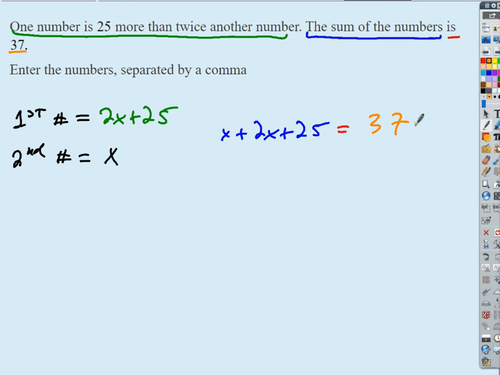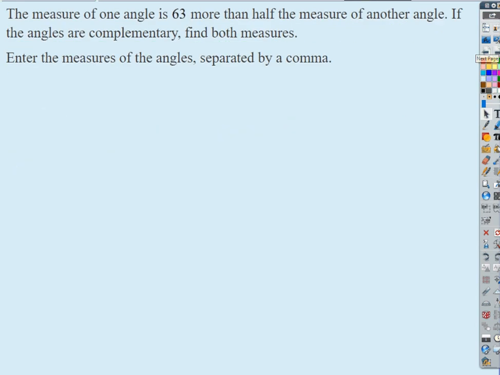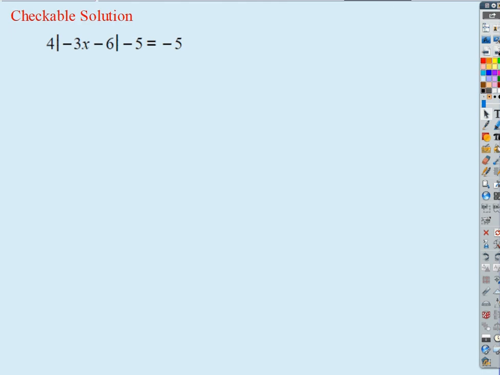And then once I solve for x, how do I find the values of the numbers? Plug them in, right? Make sense? Okay, we'll leave it there. From there, it's no big deal. That's an easy equation to solve. I want to get on to some other stuff. I'm going to skip that one. You know what? I'm going to skip that one too.